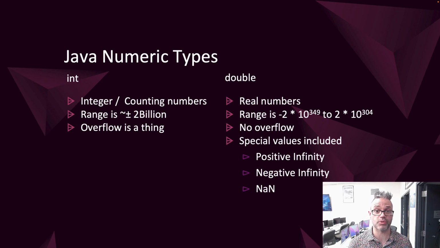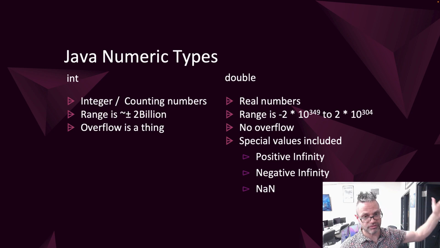We also have double, and this is where the range of the real numbers, if we're talking math land, and the range is negative 2 times 10 to the 349 to 2 times 10 to the 304th. We've got a really wide range of values right here, because 10 to the 304th is redonkulously huge, I know. There is no overflow. If I go to 10 to the 304th plus 1, it's going to go to infinity. If I go to negative 10 to the 349th, I'm going to go to negative infinity. There's no overflow. I don't wrap around to the other side.